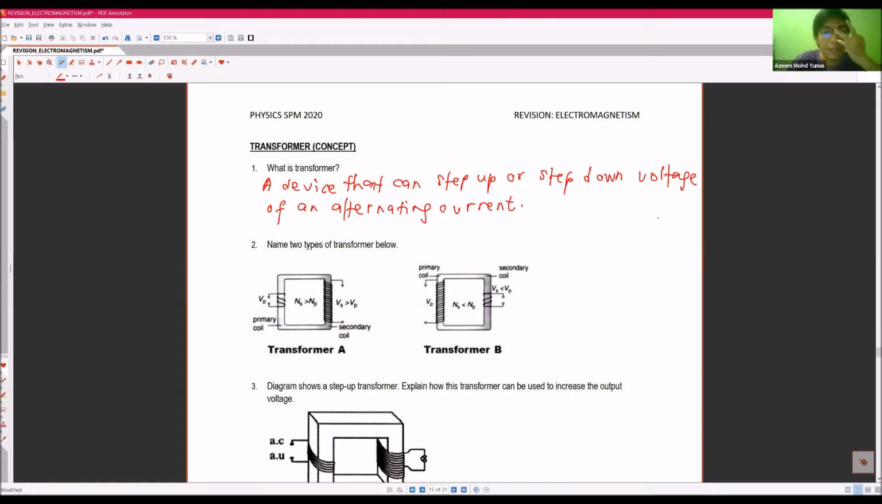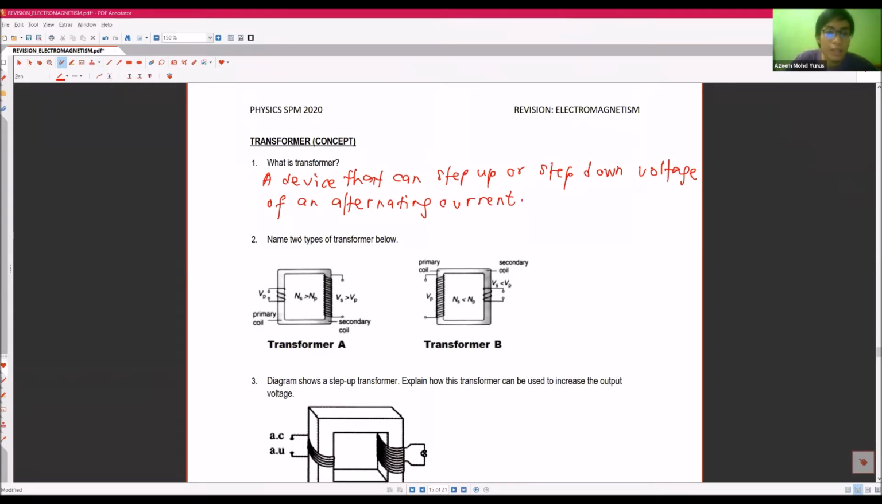All the keywords must be included. So if the question asks what is step up transformer, you just say that a device that can increase voltage. You don't need to repeat the word step up of an alternating current, or step down, you can just say decrease voltage or reduce voltage of an alternating current. So basically, that's kind of a specific definition, but usually the question just asks us about what is transformer. That's a very common question.